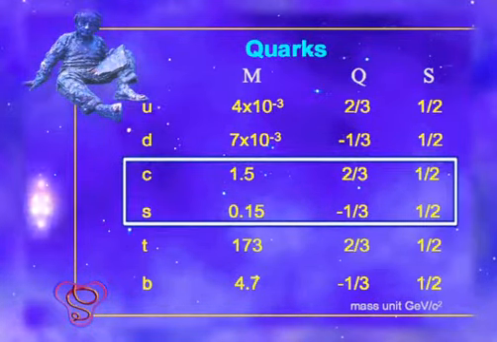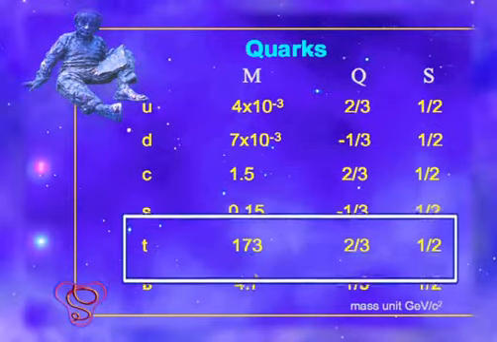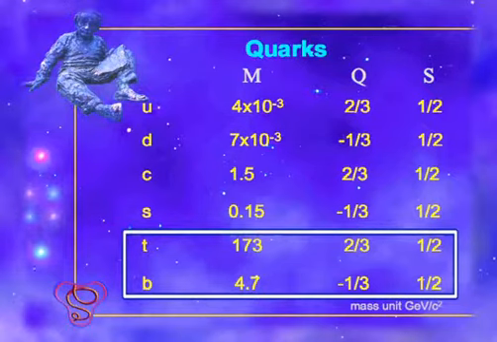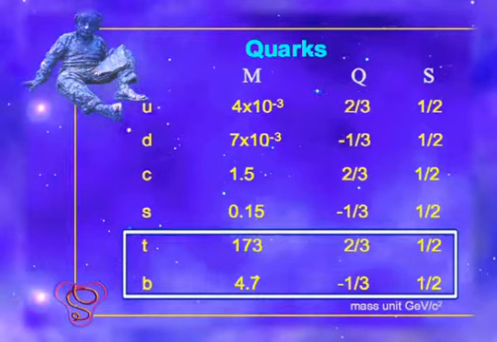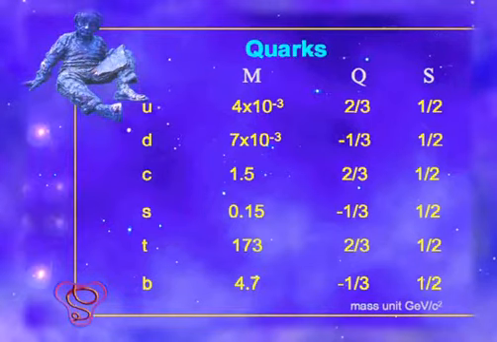Then there are charmed and strange quarks, and these are their names. And then finally, top and beautiful quarks. So there are 6 quarks, except that that's not right. They're actually 18. Well, let's see. 6 times 3 is 18.